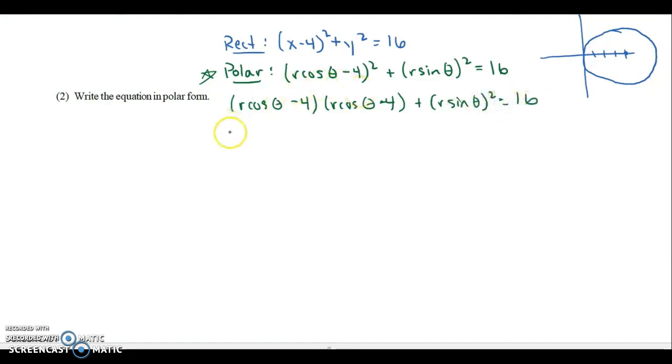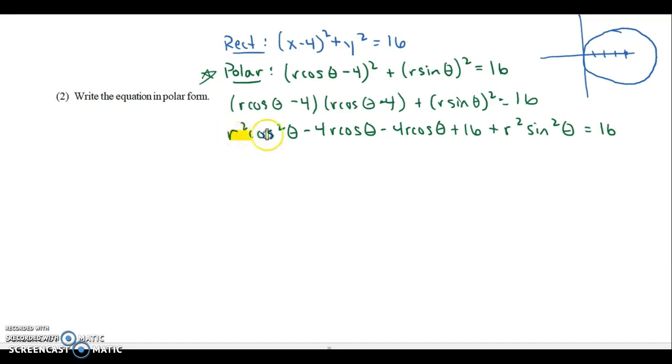Okay. Then if you look, I'm going to take r cosine of theta, multiply times each of the next 2. So I'm going to get r squared cosine squared theta. Multiply that r cosine of theta times the minus 4. So I'm going to get minus 4r cosine of theta. And I'm going to distribute the negative 4. So negative 4 times the r cosine of theta gets me another minus 4r cosine theta. Minus 4 times the minus 4 gives me a positive 16. I'll square the r sine theta, so I'm going to get r squared sine squared theta equals 16.